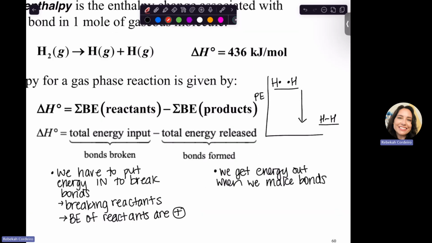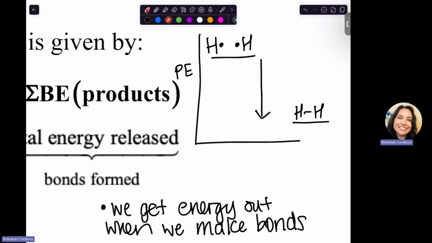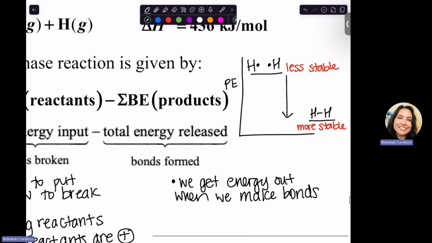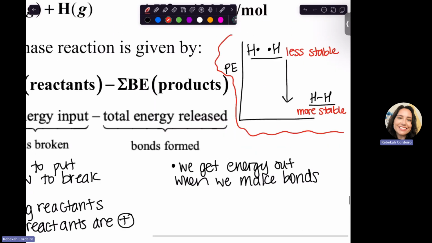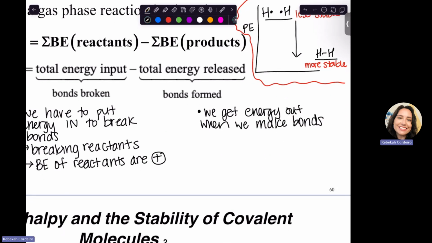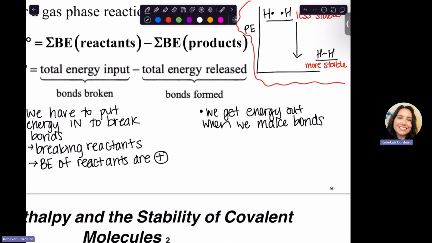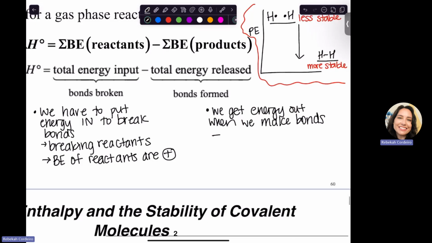High potential energy is less stable. Low potential energy is more stable. If I go from high to low energy, I lose energy, right? So that's exothermic. Hopefully that helps you wrap your mind around that just a little bit. So we get energy out when we make bonds. And what bonds are we making? We're making products.